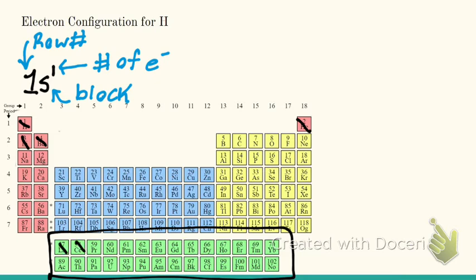So 1, 2, 3, 4, 5, 6, 7, 8, 9, 10, 11, 12, 13, 14. Each of our blocks can only hold a certain number of electrons in it, and so we have to take that into account whenever doing electron configuration.